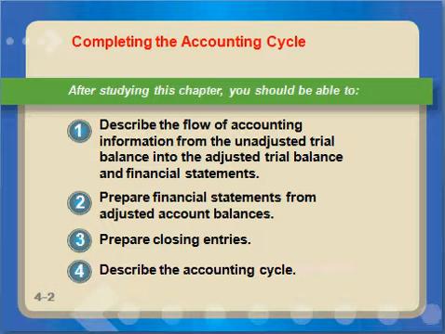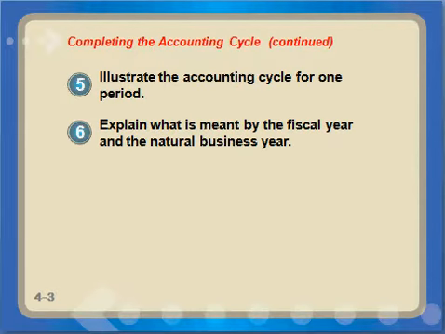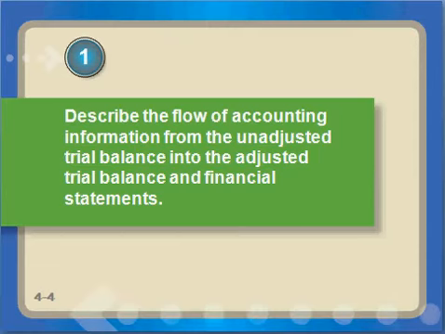We will prepare closing entries, which is a process that we go through to make sure our books are ready for the new accounting period. We'll describe the accounting cycle, and then we will illustrate an accounting cycle for one period, and then explain what is meant by a fiscal year and a natural business year. We've talked about those a little bit in earlier sections, but we'll go into it in a little more detail in this section. Okay, we're going to begin by describing the flow of accounting information from the unadjusted trial balance into the adjusted trial balance and financial statements.